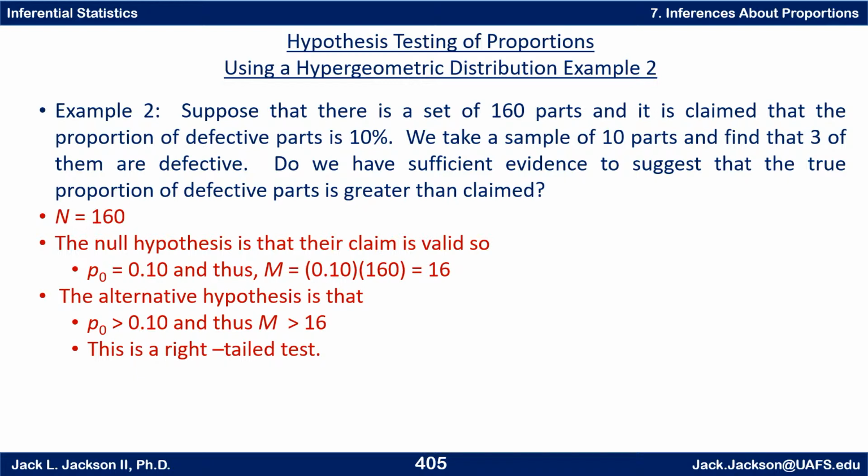The null hypothesis is that their claim is valid, so P naught, or the true proportion in the population, is 0.1, and thus M is 0.1 times 160. 10% of the 160 was 16. The alternative hypothesis is that P naught is greater than 10%, or equivalently M is greater than 16. This is a right-tailed test.